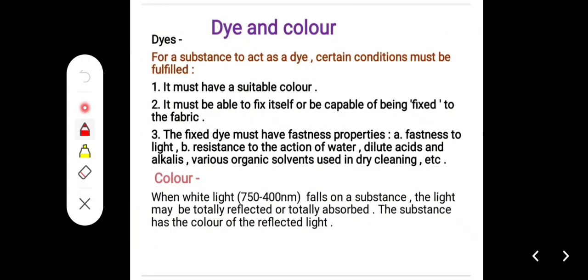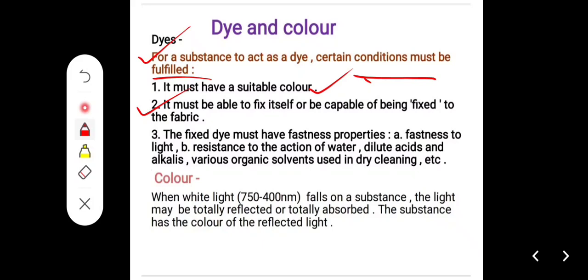Dye and color. For a substance to act as a dye, certain conditions should be fulfilled. It must have a suitable color. Obviously, it gives some color, so it should have a color. And it must be able to fix itself or be capable of being fixed to a fabric. Where it is applied to the fabric, it should be fixed on it.